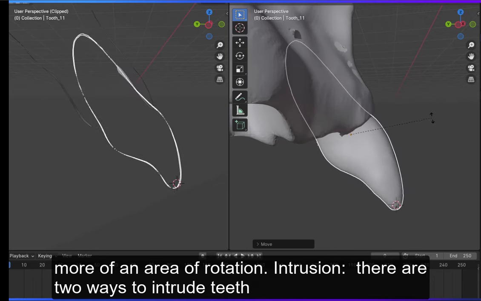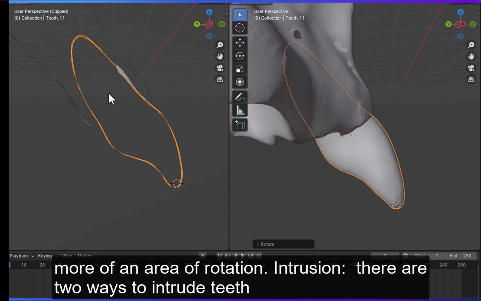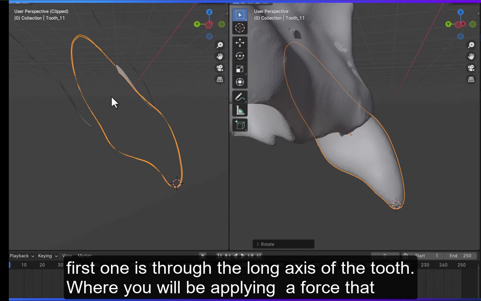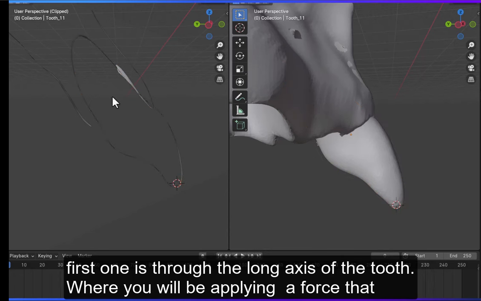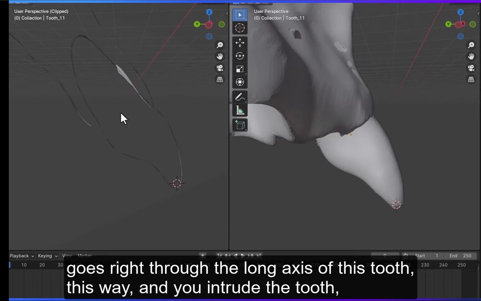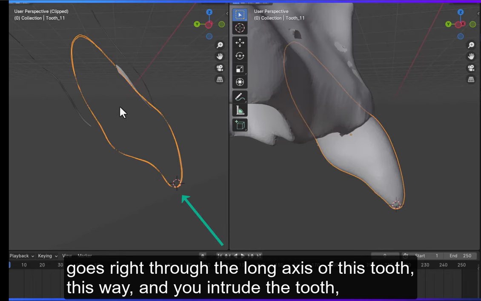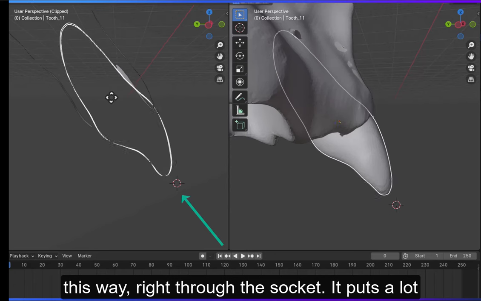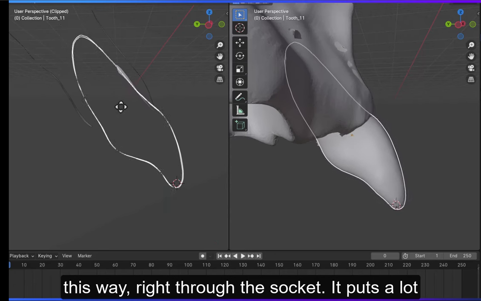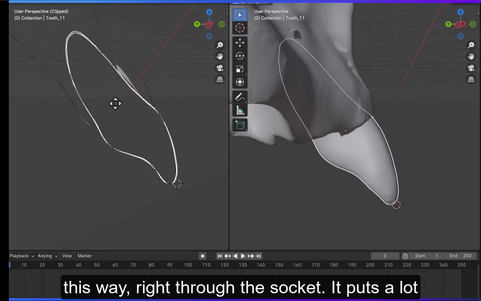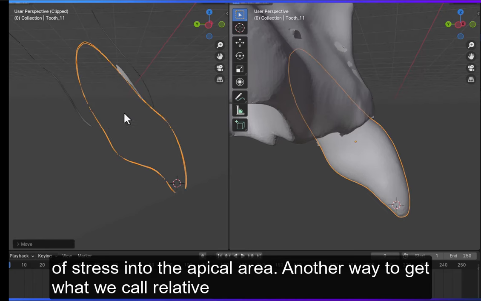Intrusion, and there are two ways to intrude teeth. The first one is through the long axis of the tooth, where you will be putting a force that goes right through the long axis of this tooth, this way, and you intrude the tooth. You intrude the tooth this way, right into the socket. So you can see it puts a lot of stress into the apical area.